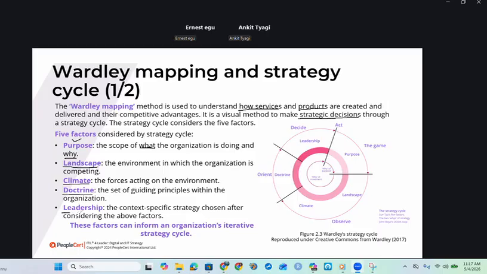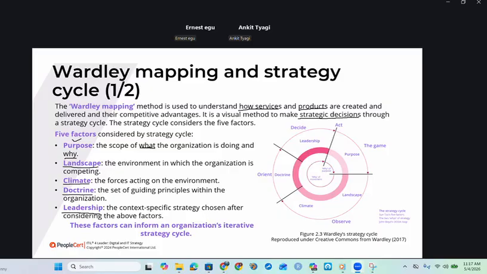And then there is leadership, the context-specific strategy chosen after considering the above factors. So the decision making is done based on the leadership. These factors can inform the organization's iterative strategy cycle. Well, of course, that is what these are considered for.